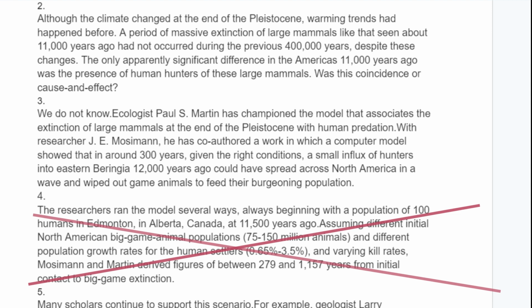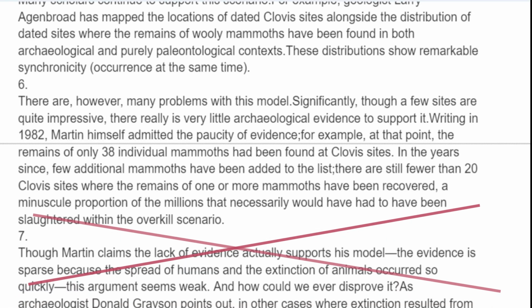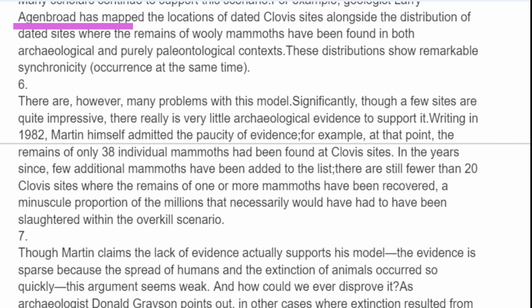Paragraph 5. Many scholars continue to support this scenario, for example. So we know that the rest is going to be a minor detail. This paragraph introduces another person who supports the Pleistocene overkill hypothesis. Paragraph 6. Now it gets interesting since it talks about problems with a model. So we know that this paragraph is going to be an argument against the Pleistocene overkill hypothesis.